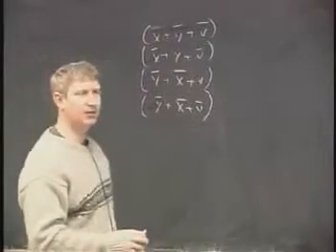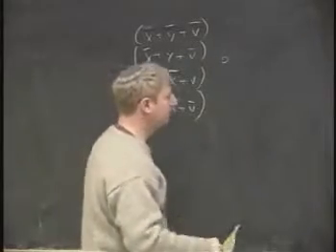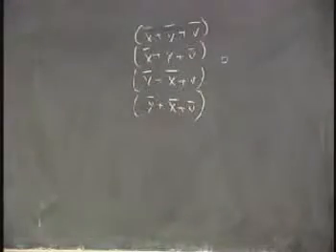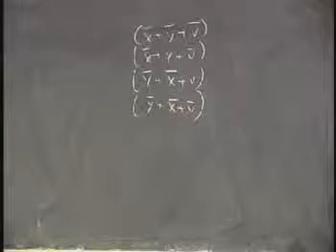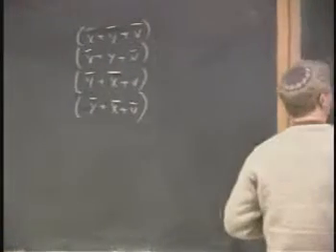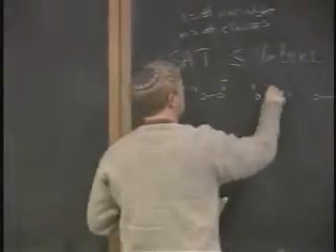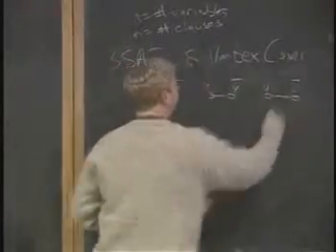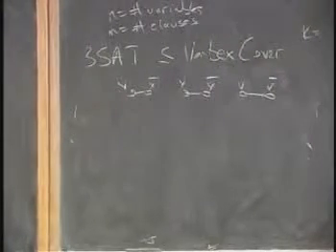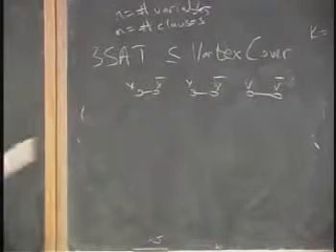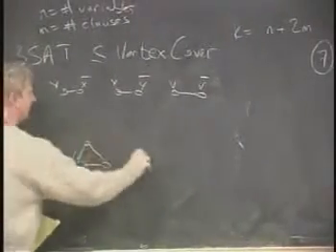How many variables do I have here? I'm going to need more room. I'll do it here. I've got X, Y, and V, right? X, Y, V. And how many clauses do I have? I have 4 clauses. 4 triangles.